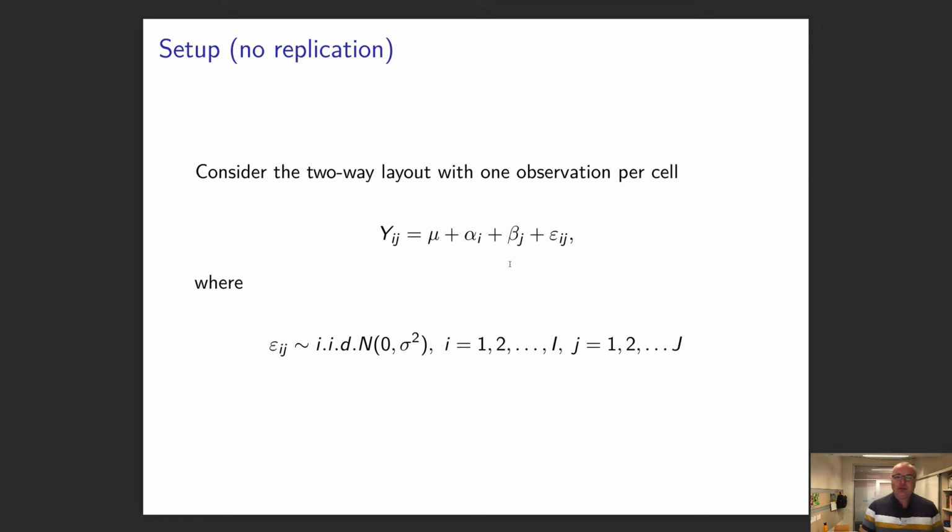In that case, I don't have any replication, so I'm constrained. I can't actually get an interaction between these two predictors. So here's our two-way layout. We've got our y_ij, and this time i is the level of the first predictor and j is the level of the second predictor. So we have an overall mean plus the extra bit for our first predictor, the extra bit for our second predictor, plus our noise term. And our noise term, we'll again assume, is IID normal, mean of 0, variance of sigma squared.